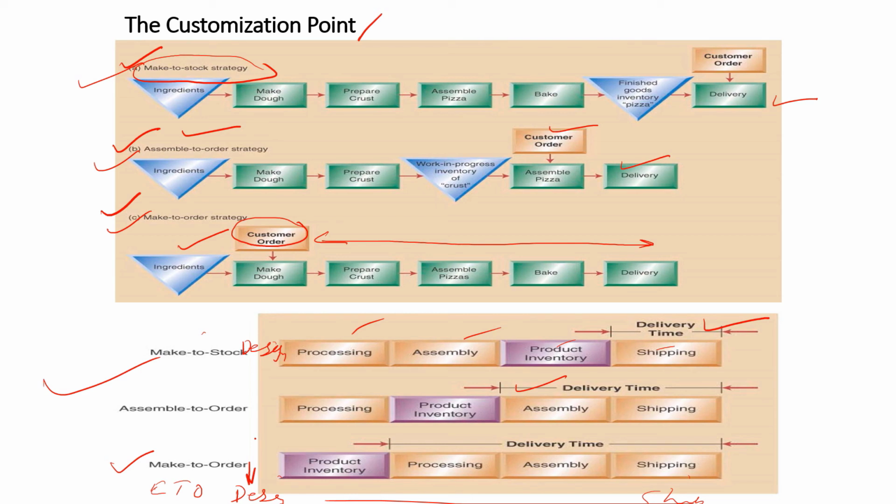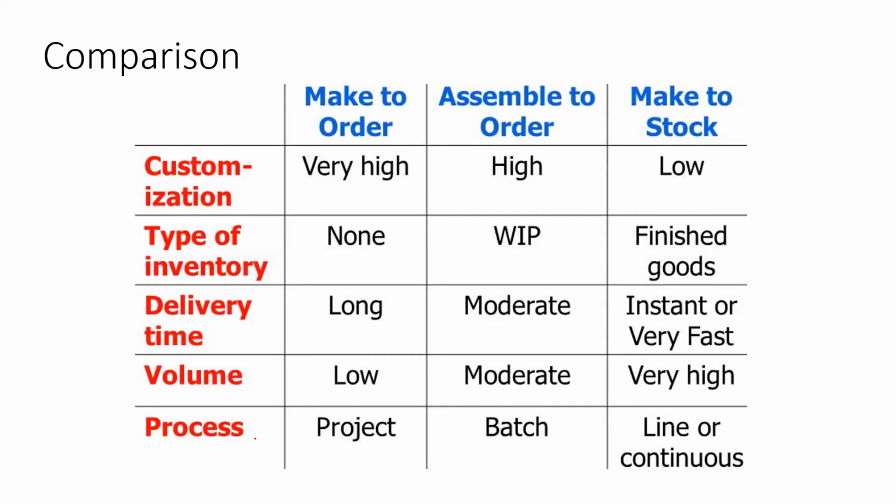So in engineering to order, we are producing a highly customized product. Okay, so let's compare them. Right now I'm comparing make to order, assemble to order, and make to stock. If we talk about the customization of a particular product, as we have discussed earlier, it's very low in make to stock, high in assemble to order, and this would be very high. The customization level starts increasing as we shift from make to stock to assemble to order and then to make to order.